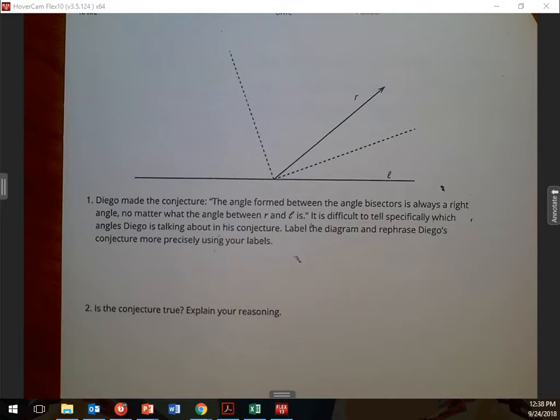All right, guess and check. See what you can do. Okay, try something. You have some very creative people in here. You could try something.